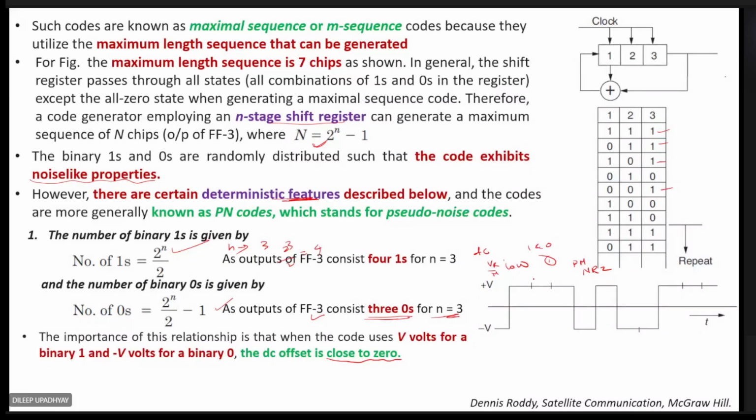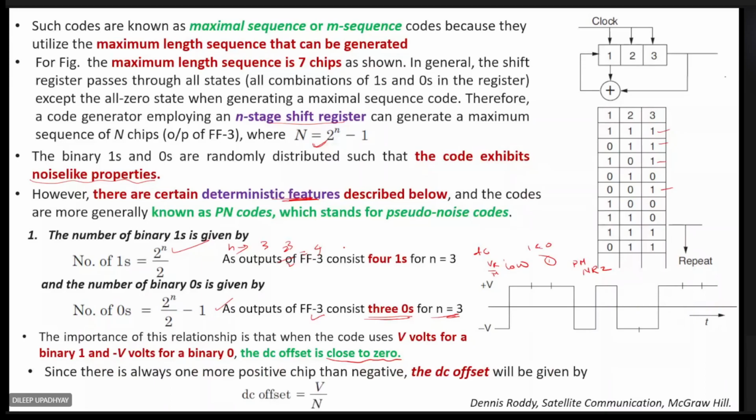While discussing the concept of signaling, I have already told you that we prefer this because at times, like in the repeaters, we use transformers, where if there is a DC signal, coupling of the DC signal with the transformer windings is possible, which is not actually required. As I told you, the DC offset is given by V by N. I have taken VR to be V only. Since N is the number of chips generated before the repetition, this DC offset is very close to 0, or very low.